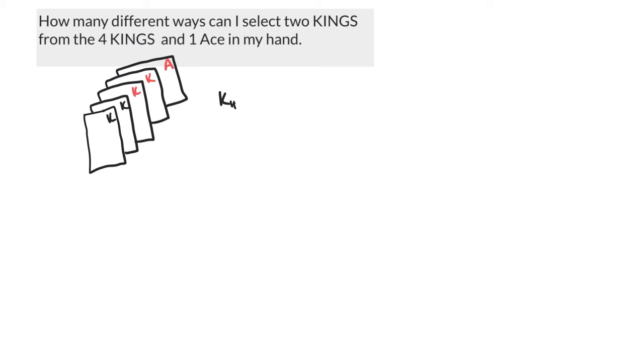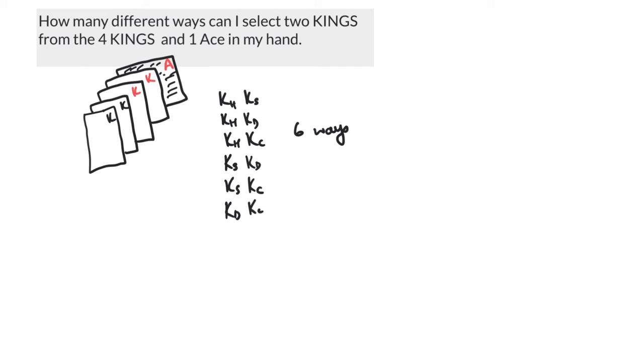I can have the king of hearts and the king of spades, king of hearts, king of diamonds, king of hearts, king of clubs. Can't have spades and hearts, but I can have diamonds and I can have spades and clubs. And the last one, I think, is king of diamonds, king of clubs. So 6 ways again. So it didn't matter that there was an extra card, the ace of whatever it is. It did not matter because there's still only 6 ways of selecting 2 kings out of that pack.